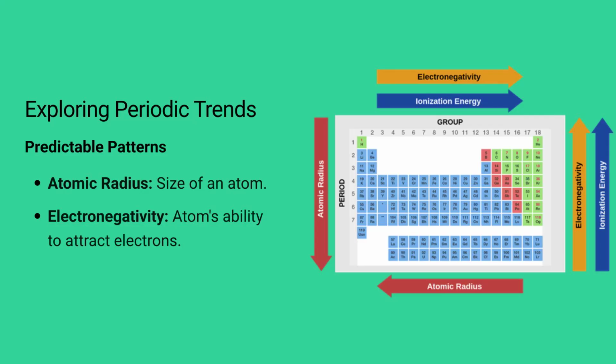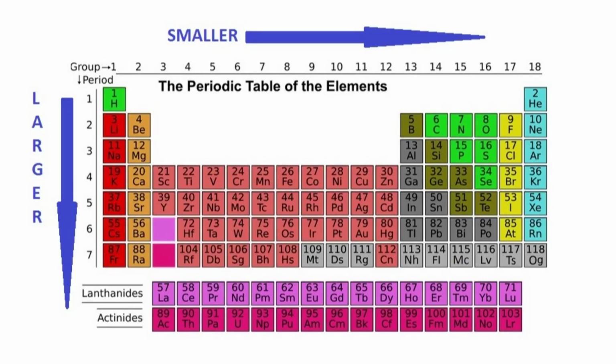Beyond individual elements, the periodic table reveals fascinating patterns known as periodic trends. These are predictable changes in elemental properties as you move across periods or down groups. Two key trends we'll visualize are atomic radius and electronegativity. Let's look at atomic radius.